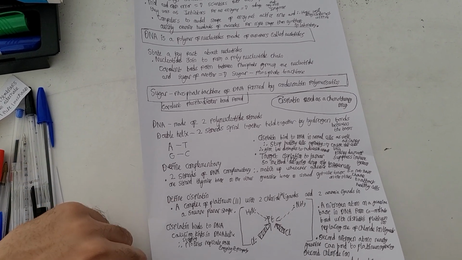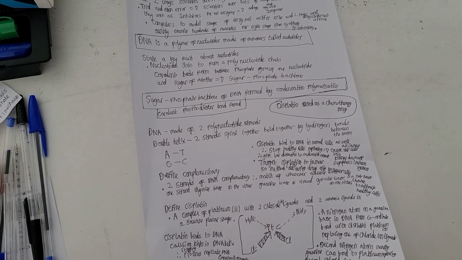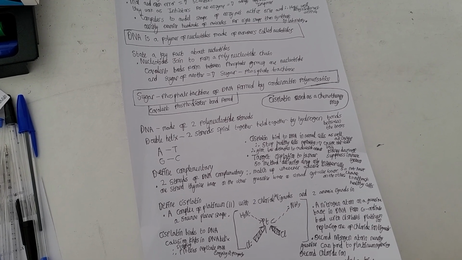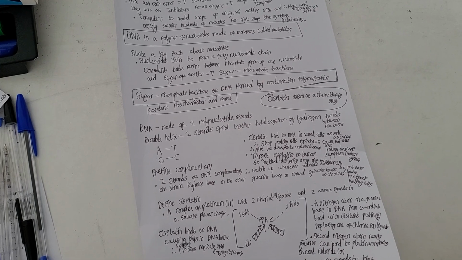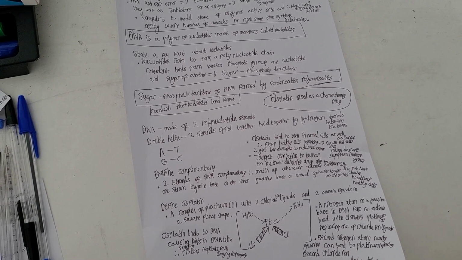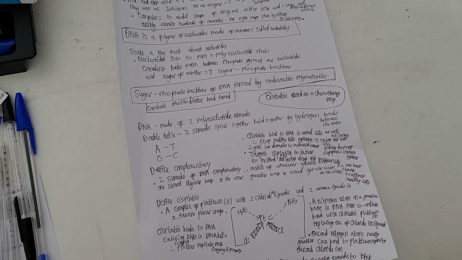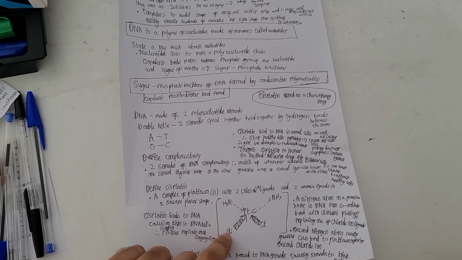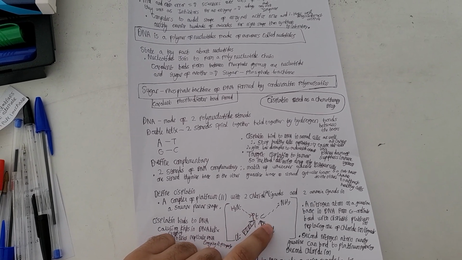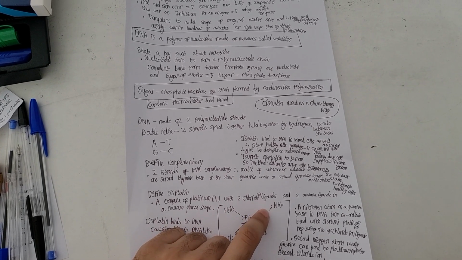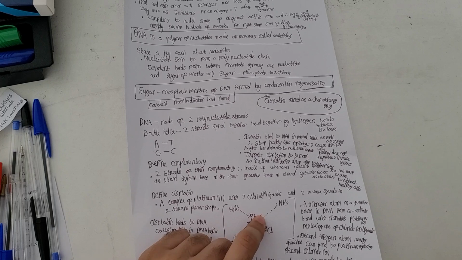Definition of cisplatin: a complex of platinum 2 with 2 chloride ion ligands and 2 ammonia ligands in a square planar shape. Cisplatin binds to DNA, causing kinks in the DNA helix, therefore stopping the proteins from replicating DNA, copying it properly. So Pt, Cl with a lone pair of electrons here, Cl with a lone pair of electrons here, H3N with a lone pair of electrons there, NH3 with a lone pair of electrons there.